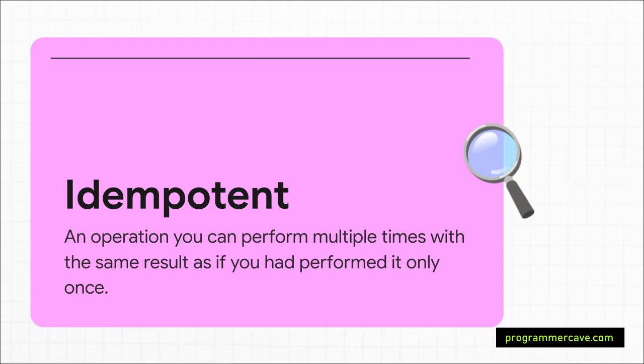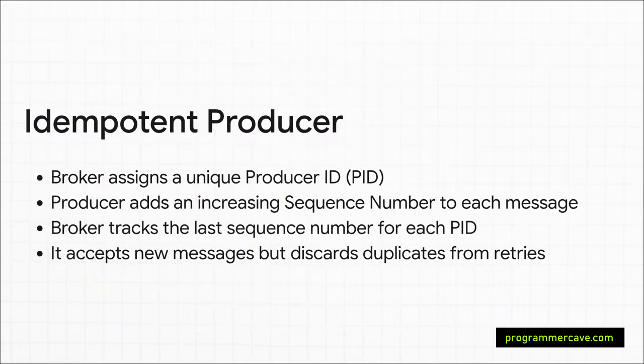We want our message sends to be like setting the thermostat. And the way Kafka solves this is just brilliant. When you enable idempotence, the broker gives your producer its own unique ID. Then, your producer starts tagging every single message with a sequence number, 1, 2, 3, and so on. The broker keeps track of the last number it saw from your producer. So if a message comes in with a number it's already processed, it just says, "Ah, I see what's happening here. This is a retry," and simply throws it away.